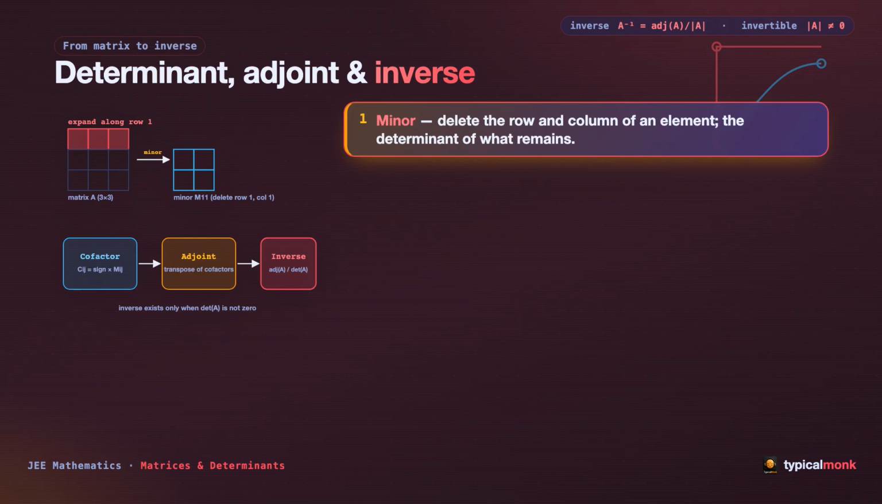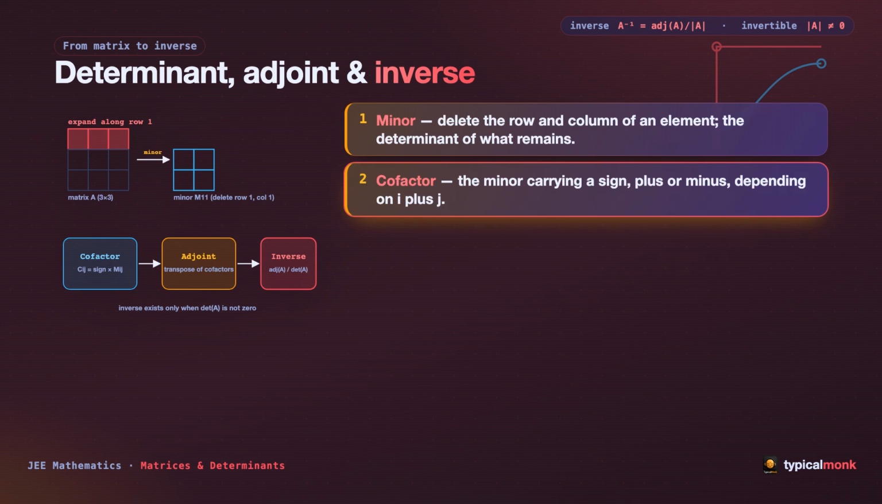First, the minor. Pick any element, delete its entire row and its entire column, and what remains is a smaller grid. Its determinant is the minor of that element. Second, the cofactor. Take that same minor and attach a sign, plus or minus, decided by whether the row number plus the column number is even or odd.